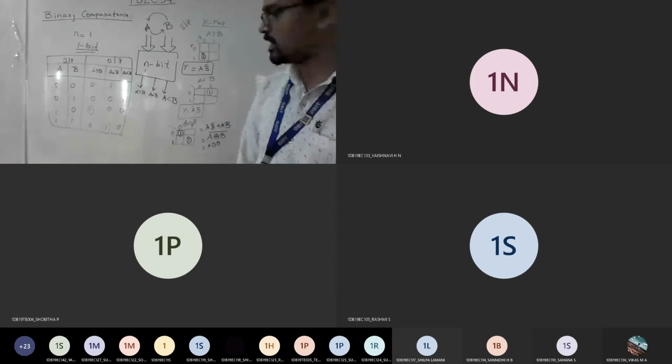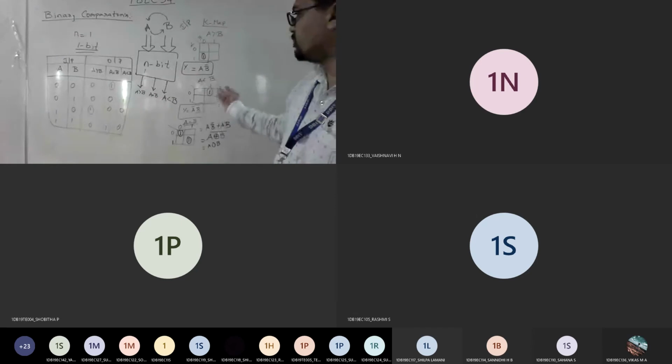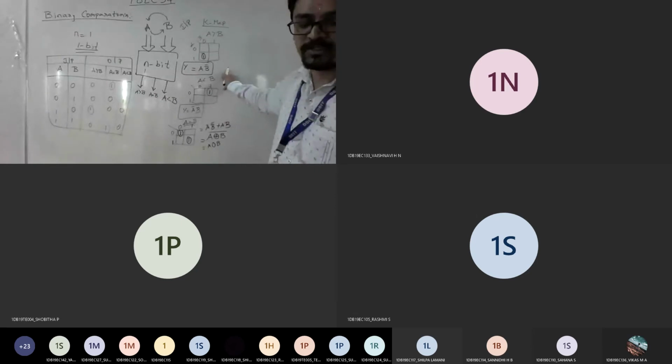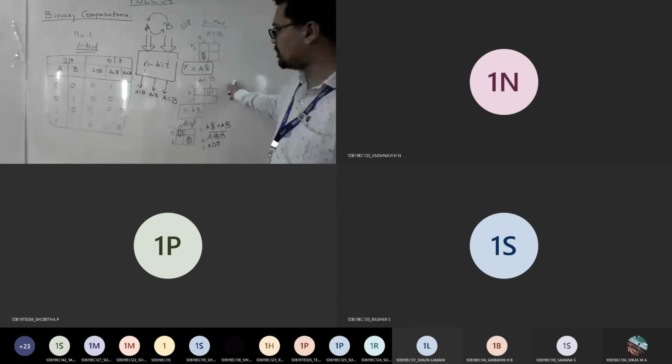Yes, sir. Now what do you want? I want to build a logical diagram. So tell me how many gates you want and how many inputs you have. One is A and one is B. Do you want a complement for both?